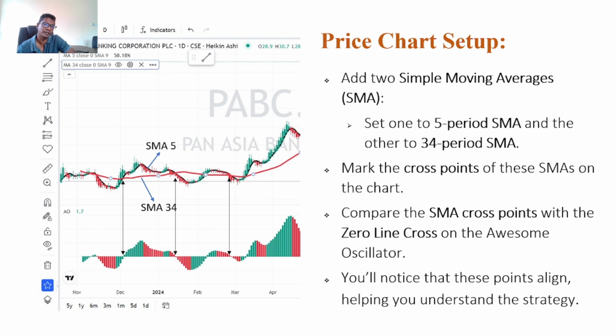And when we compare the SMA, that means simple moving average, cross points with the zero line crosses on the Awesome Oscillator, you will notice these points align, helping you to understand the strategy. The strategy is this: the points where simple moving average 5 and 34 cross are the same points where you can see the cross points of the Awesome Oscillator. Now let's get into the other topics, that means the strategies of this Awesome Oscillator.